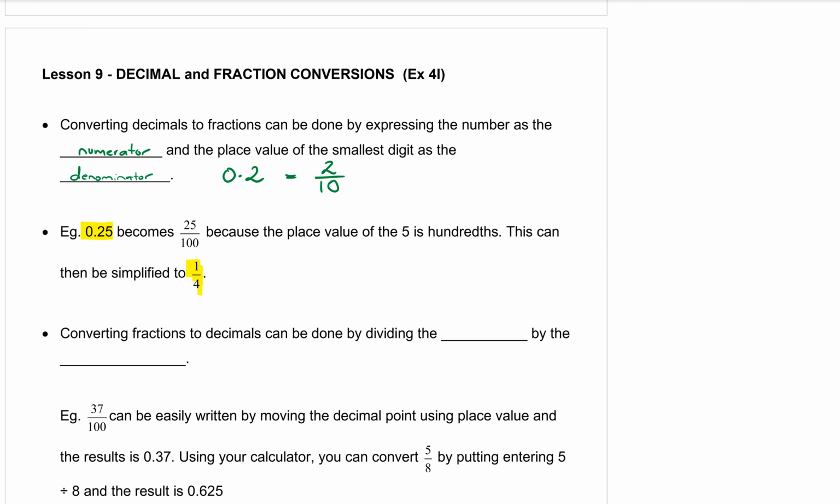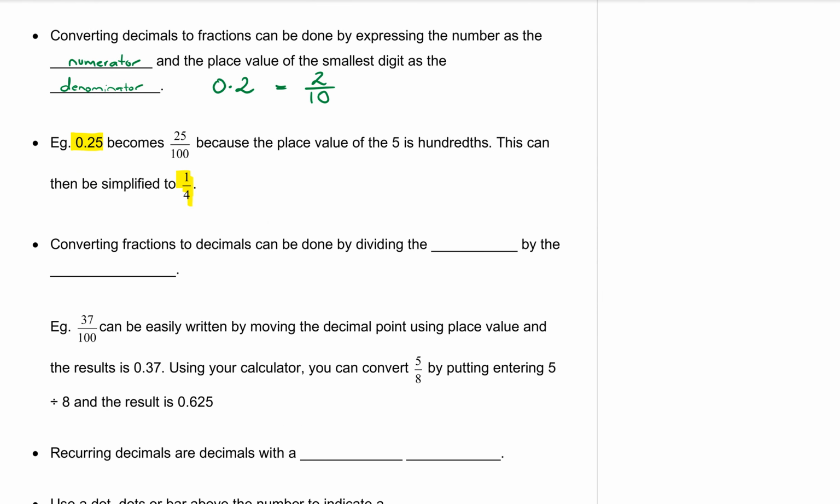Converting fractions to decimals can be done by dividing the numerator by the denominator. So for example, 37 over 100 can be easily written by moving the decimal point and using the place value to give us 0.37. However, something like 5 over 8 is not quite so easy to do. We don't have an eighths position in our place value chart.